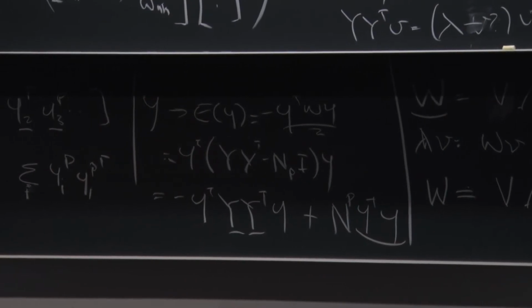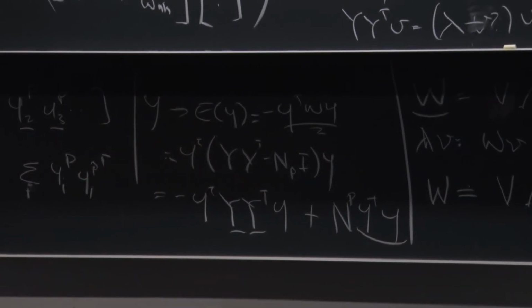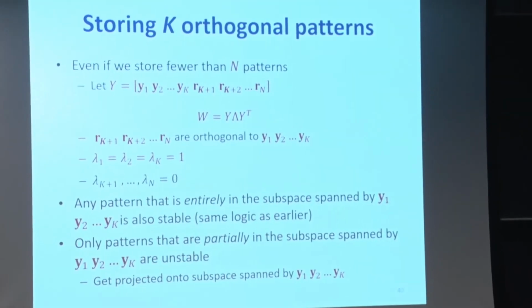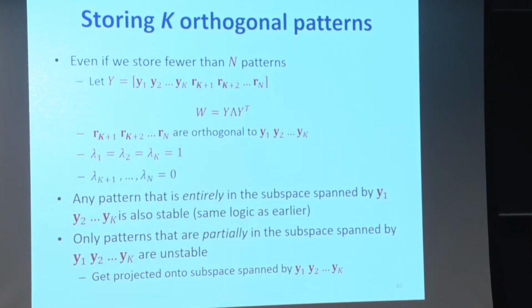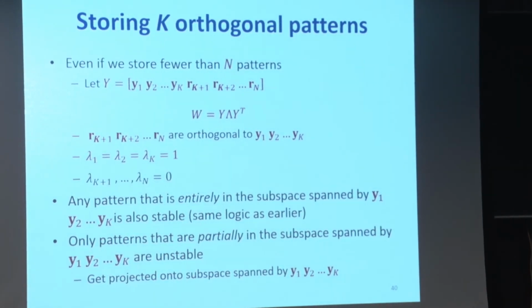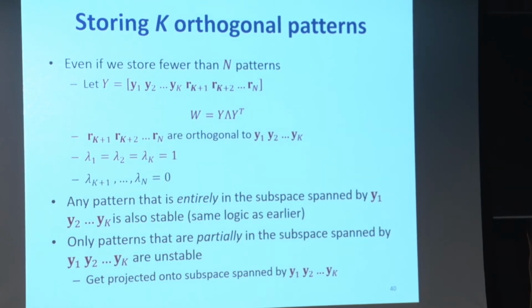And so this means that if I have any pattern Y which is a linear combination of the k orthogonal patterns that I have stored, meaning it lives in the subspace represented by these k patterns, then multiplying that vector by w is going to return the vector itself.